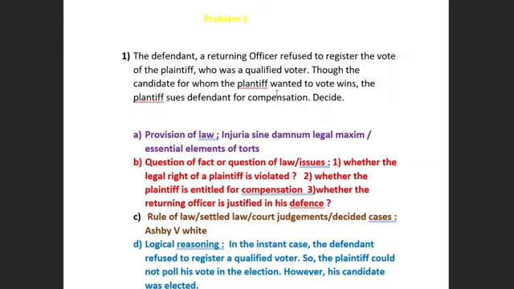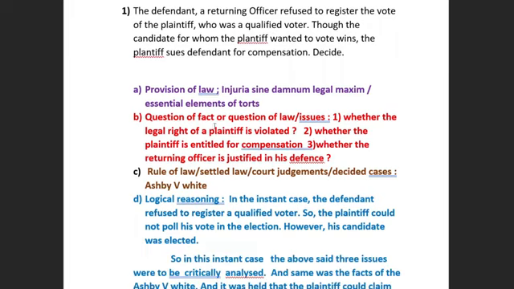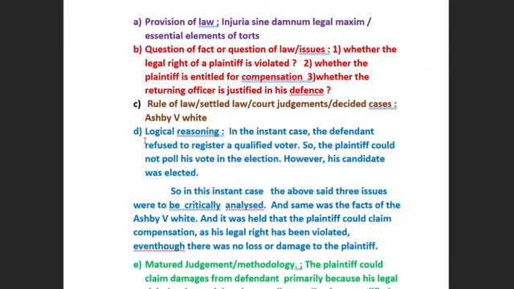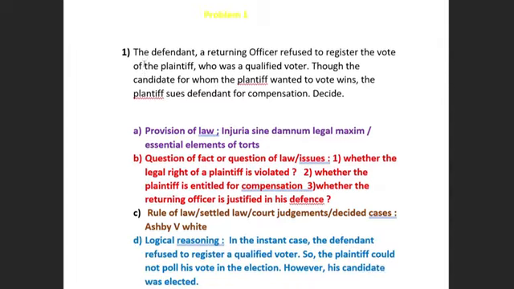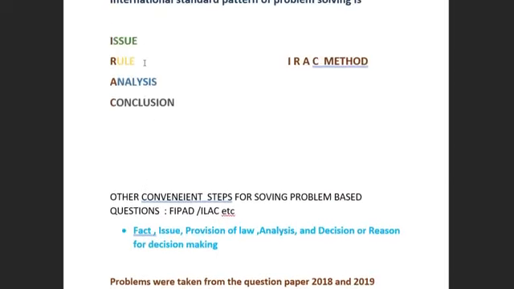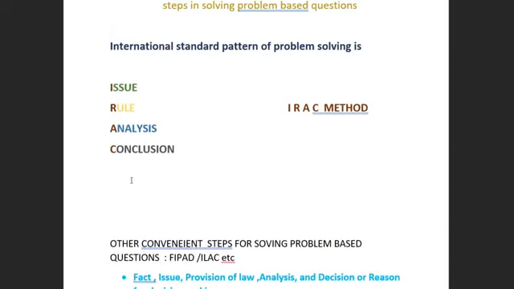Here a qualified voter will go to the election booth, but he was not allowed to cast his vote for some reason. So here we have to decide in a legal way. Here we have to write the provision of law, the issues, the rule of law and the logical reasoning. Here you can follow any convenient method, that is issue, rule, analysis, conclusion.